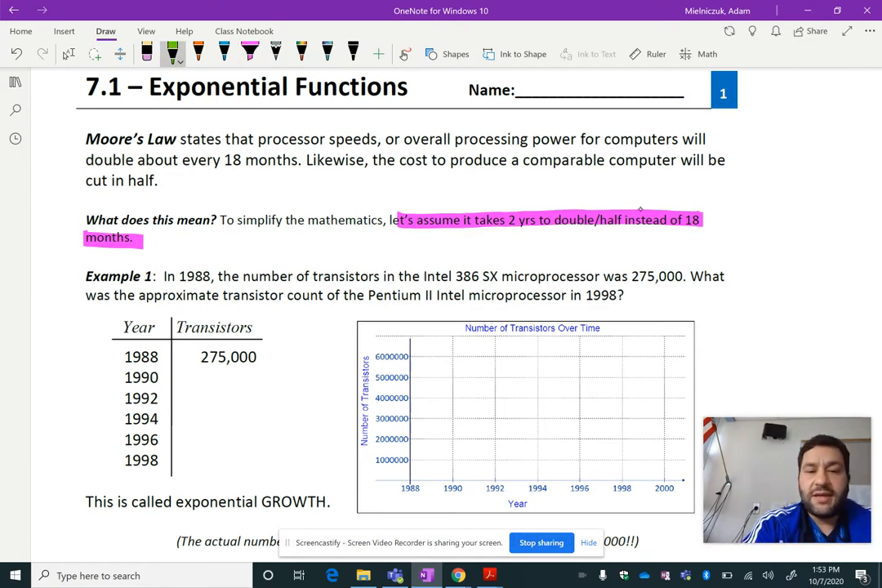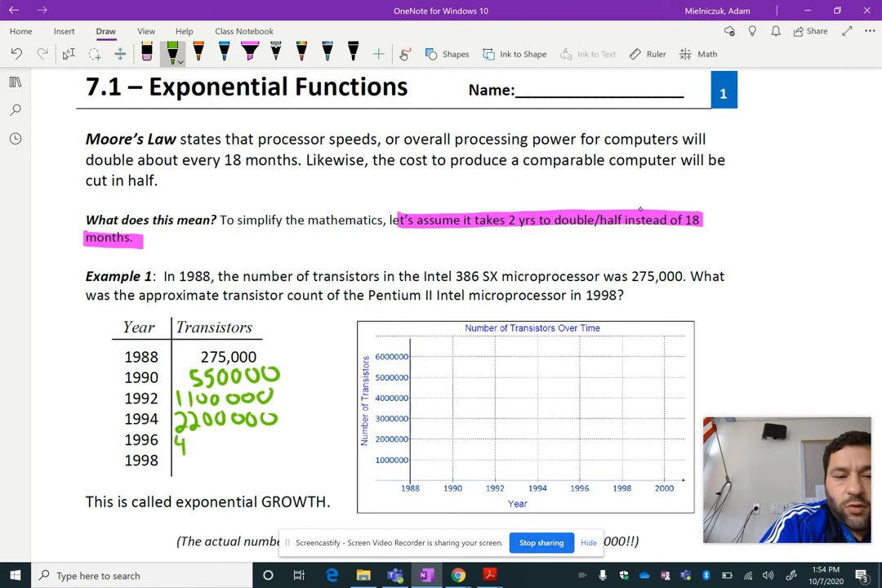So in 1988, the number of transistors in the Intel 386SX microprocessor was 275,000. What was the approximate transistor count of the Pentium 2 Intel microprocessor in 98? Well, we know they're doubling, so double would give us 550,000. Then we'd get 1,100,000, 2,200,000, 4,400,000, and 8,800,000. Okay, the actual number I believe was 7,500,000. But let's take a look at this.